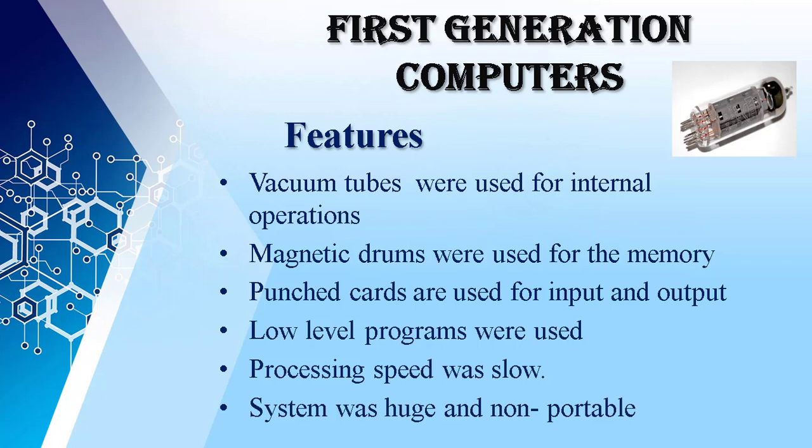Processing speed was very slow. It was taking a very long time to process and systems were huge and non-portable. They were not able to move from one place to another. So these are the features of first generation computers and you can see this image over here. These are vacuum tubes and they were using vacuum tubes in order to construct a device and these vacuum tubes were producing a lot of heat.